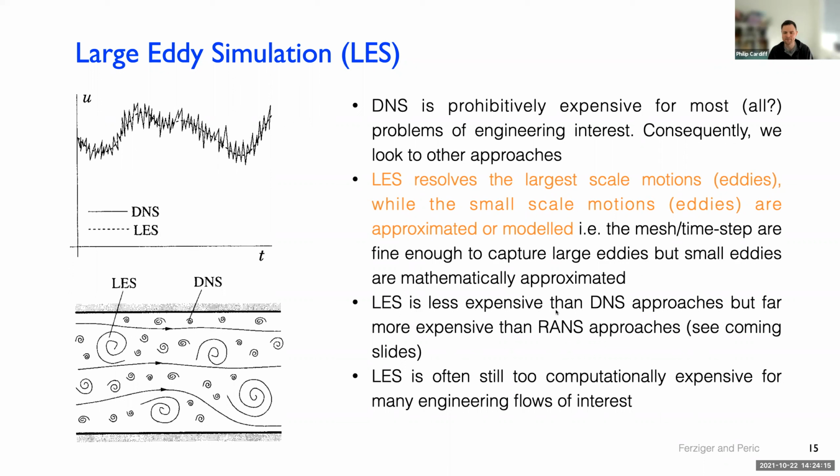So LES is less expensive than DNS. Obviously, you have a coarser mesh, but it's far more expensive than another approach we're going to talk about, which is RANS.